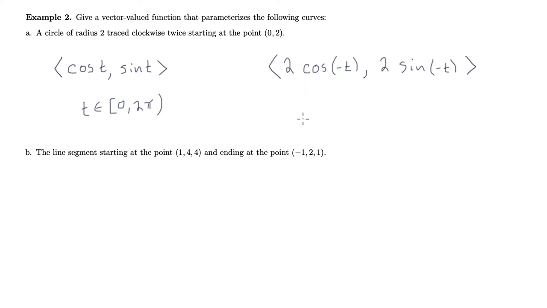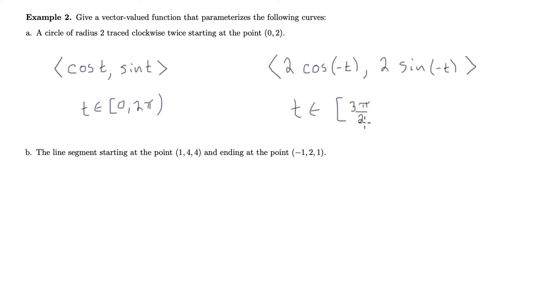Okay, but I also need to correct the starting point. Well, I'm just going to choose a different value of t. So instead, I'm going to start, okay, where's the point 0, 2? Well, that's going to happen when t is equal to 3 pi over 2 in this case, because when t is 3 pi over 2, cosine of negative 3 pi over 2 is 0, and sine of negative 3 pi over 2 is 1, times 2 is 2. So I'll be starting at the correct point.